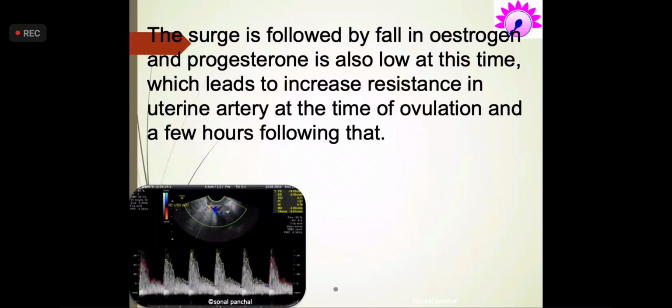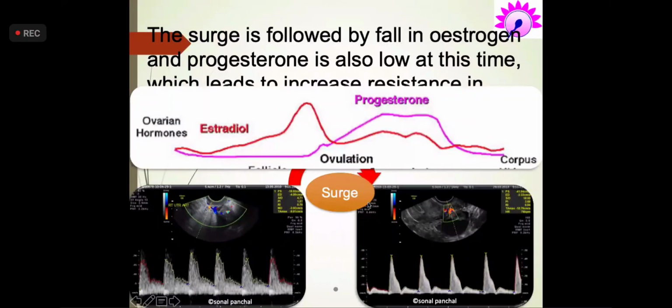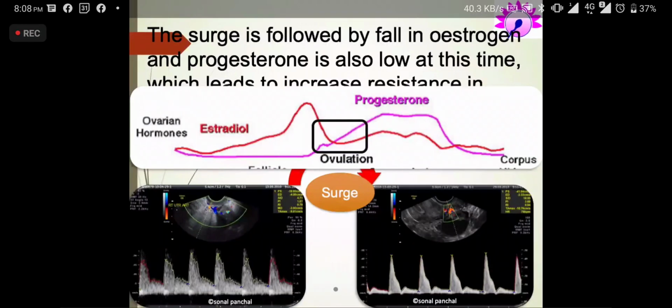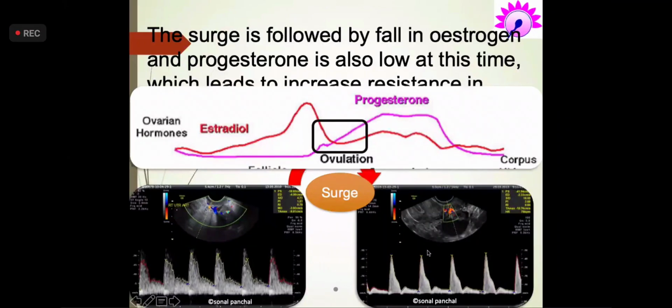Now, this is what happens in the follicle, a rise in the PSV after a fall in the RI. What happens to the uterine artery? Because of the fall in the estrogen level and the progesterone, which is also low, these are the only two factors which lead to increased vascularity or low resistance vascularity to the endometrium. Both these levels are low, so the endometrial vascularity decreases. And along with that, because of low estrogen and progesterone in that phase, even the uterine artery resistance increases.